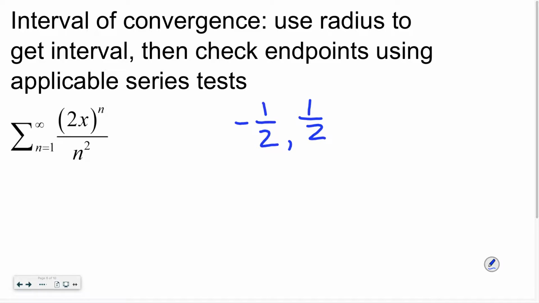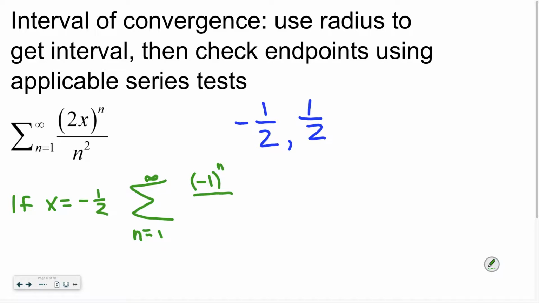Now it's a matter of, do we converge there? Well, one's going to be an alternating series. So if x equals -1/2, then we are looking at the series from n equals 1 to infinity of 2 times -1/2, which is -1.